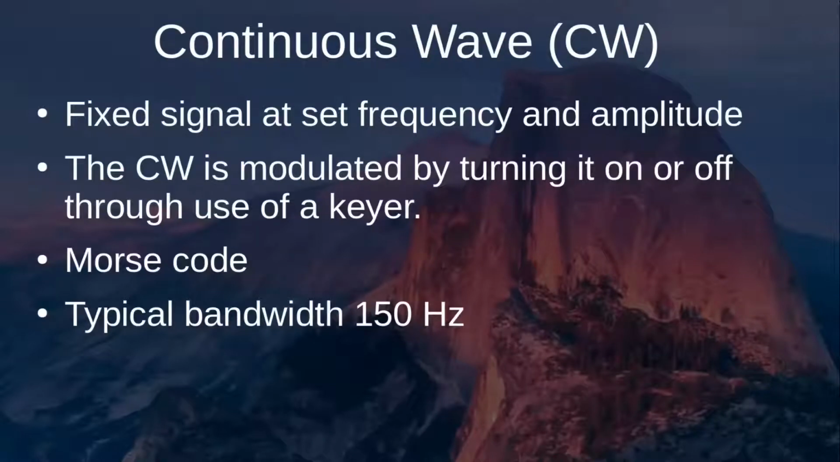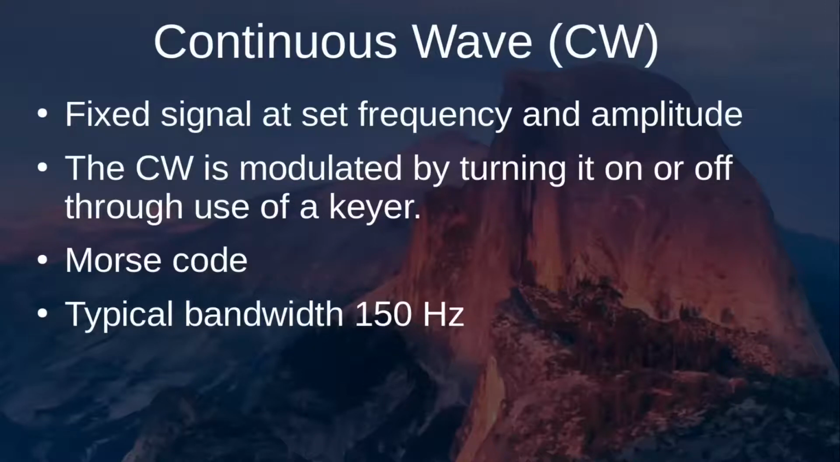So continuous wave means exactly just that. It is a single frequency. It is, in its pure form, unmodulated. That means there's no modification to the amplitude, the phase, or the frequency. However, it is modulated in a certain way by essentially turning the carrier on and off through use of a keyer. And again, this is known as Morse code.